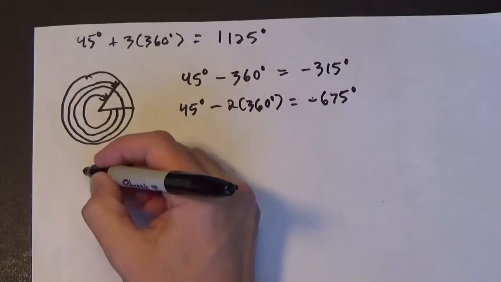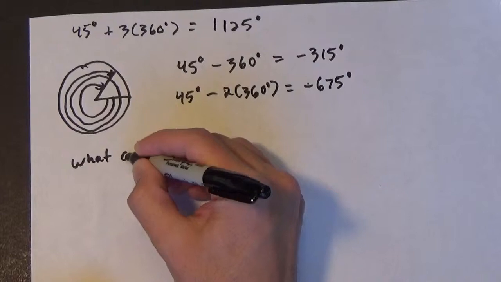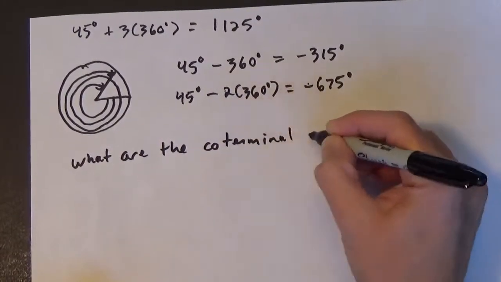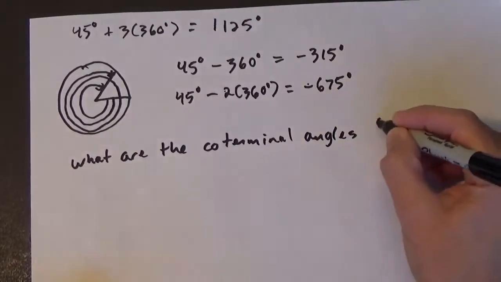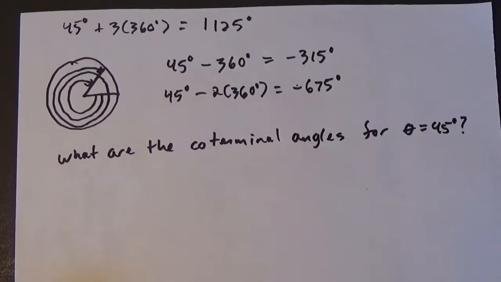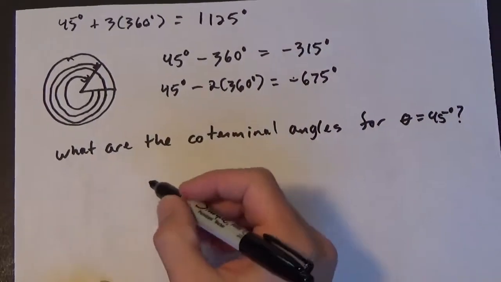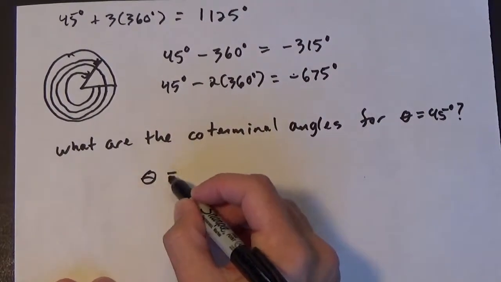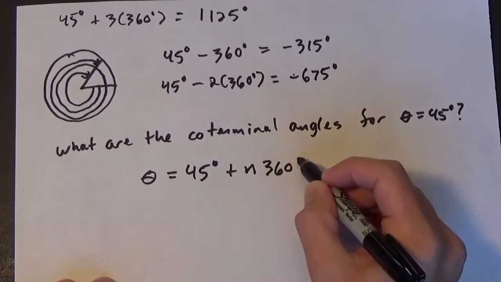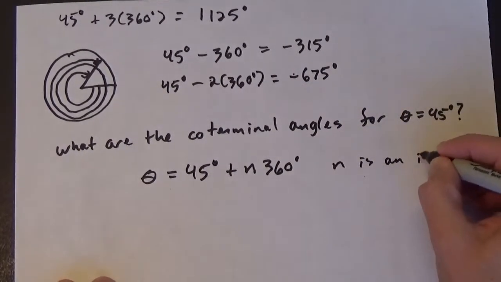So the question might come up, what are the coterminal angles for theta equals 45 degrees? Now in this case there's an infinite number of them, so we have to somehow indicate that infinite number, and what we'll do is we'll just say theta equals 45 degrees plus n times 360 degrees, where n is an integer.